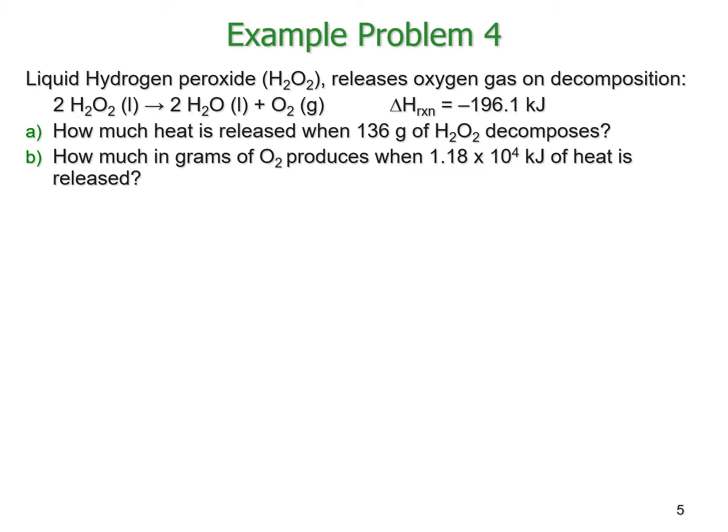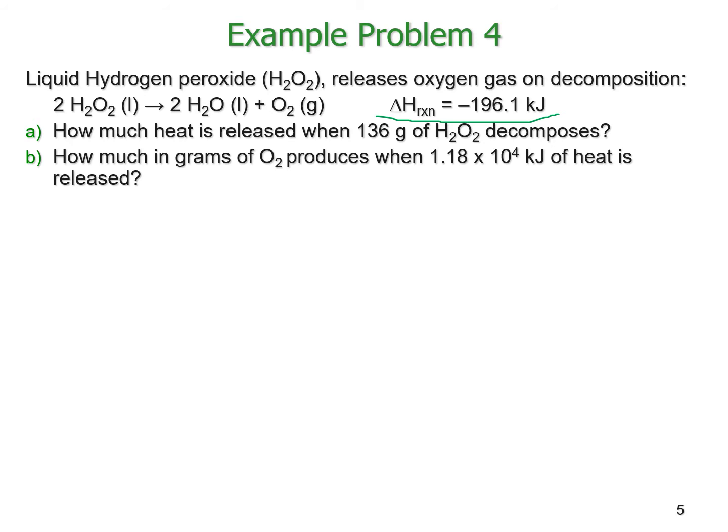Now let's take a look at an example about stoichiometry on a thermochemical equation. We have an equation. Liquid hydrogen peroxide, H2O2, releases oxygen gas on decomposition, and also with this amount of heat exchanged. Remember, when I say heat exchanged, I do not indicate the direction of the heat. So exchange can be considered a neutral word.